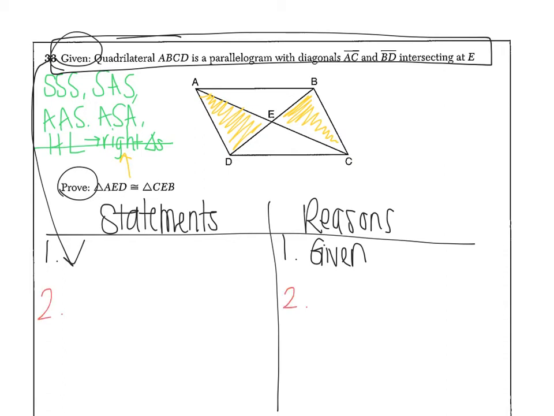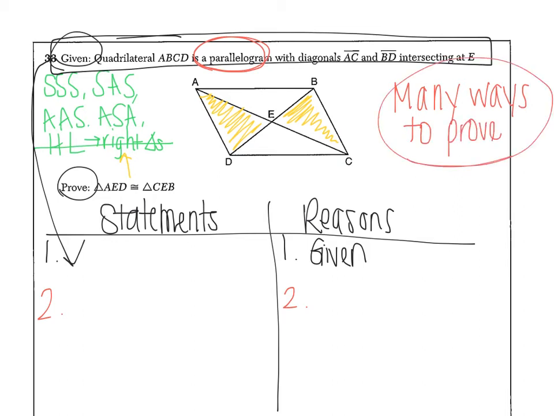I'm going to use the fact that we have a parallelogram to prove these triangles congruent, because with a parallelogram there are 5 properties that would help us possibly prove the triangles congruent. So because of that, there are many ways to prove. I'm going to show you one way, but I'll talk about other ways to prove the triangles congruent at the end of this proof. When I think about the properties of a parallelogram, I know that opposite sides are congruent.